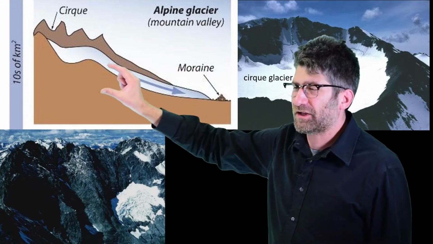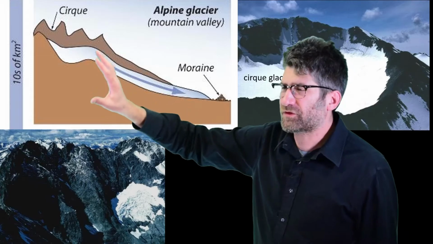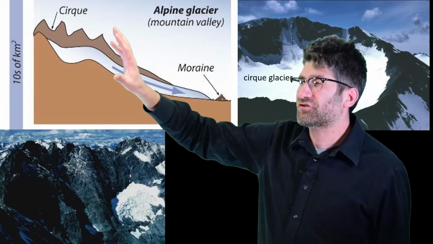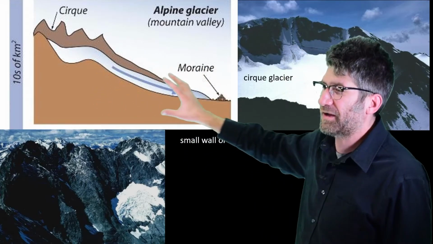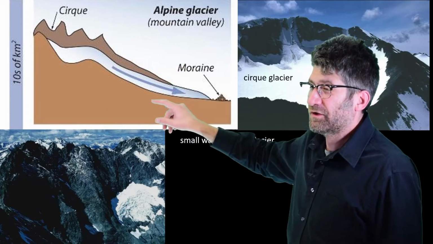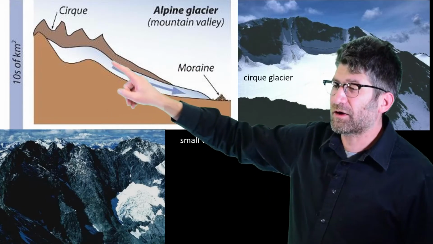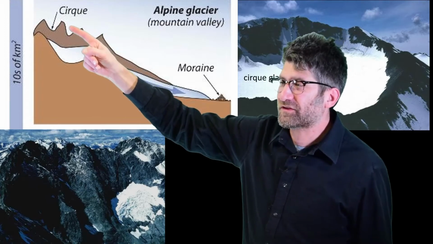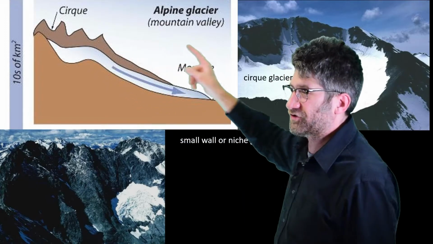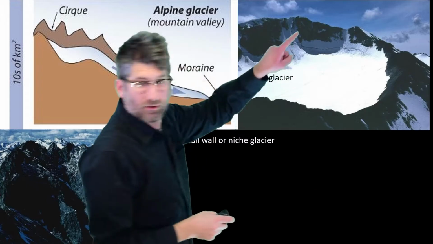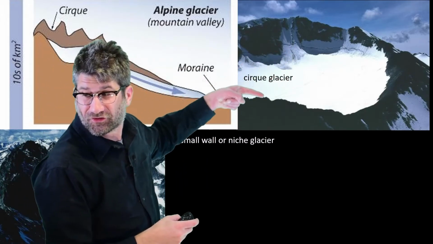First is that alpine glacier. When we're talking about valley glaciers, let's look into a little bit more detail about the types of valley glaciers. We're going to see the valley glaciers down here, but one thing I want to mention first is a specific type of glacier that we call a cirque glacier. So here's my picture right here of a cirque glacier. This is a cirque glacier.